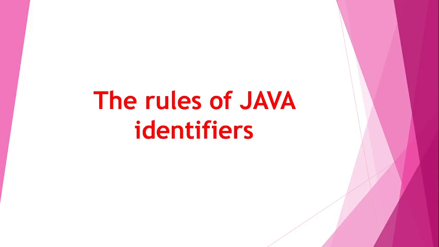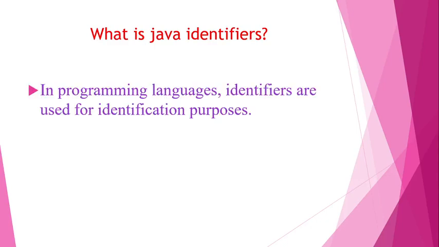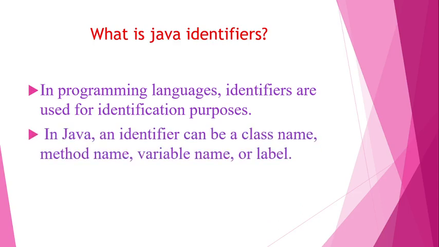Java identifiers. So what is Java identifiers? In programming language, identifiers are used for identification purposes. In Java, an identifier can be a class name, method name, variable name or label. So we can say that an identifier is a name of a class, method, variable, constructor or label.